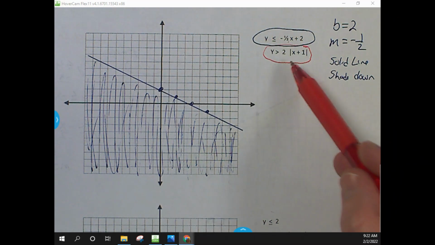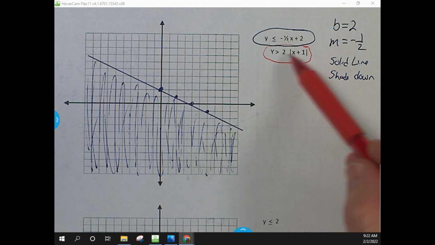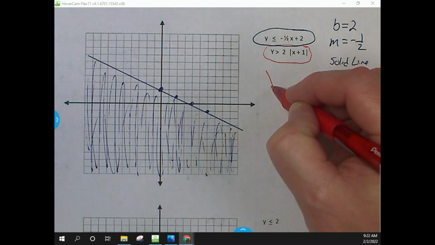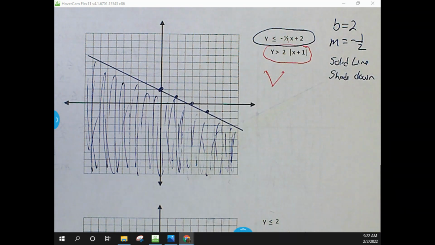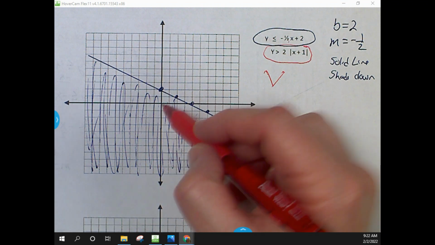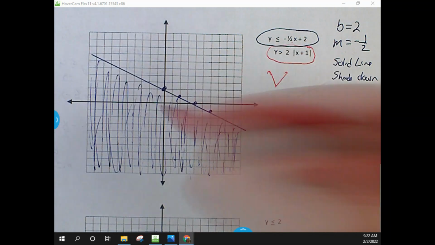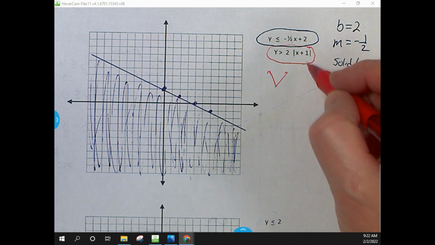It's y greater than the absolute value of 2 times x plus 1. And what you've got to remember is if we're doing this one, that absolute value means it's going to be a V-shaped graph. And normally it would start at 0, 0, and it would go off in a V shape like this. But again, we've got to move it because of this 1 on the inside.